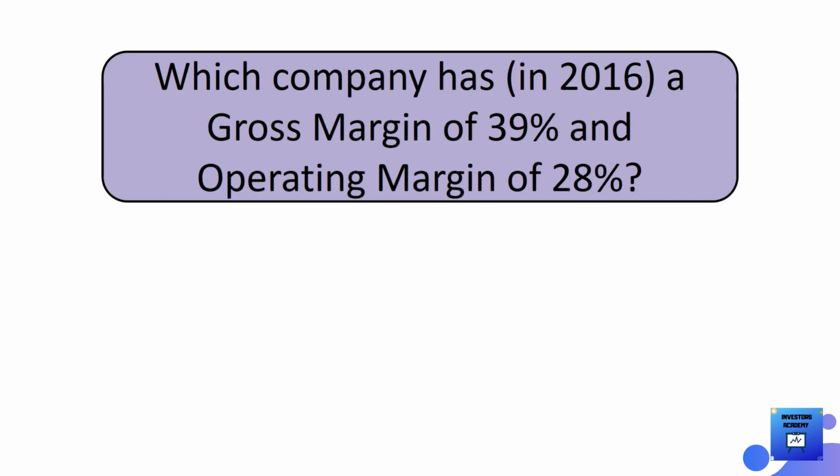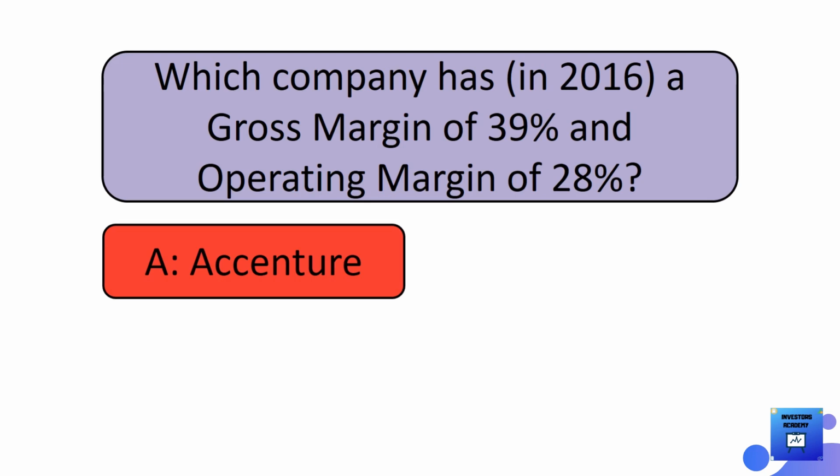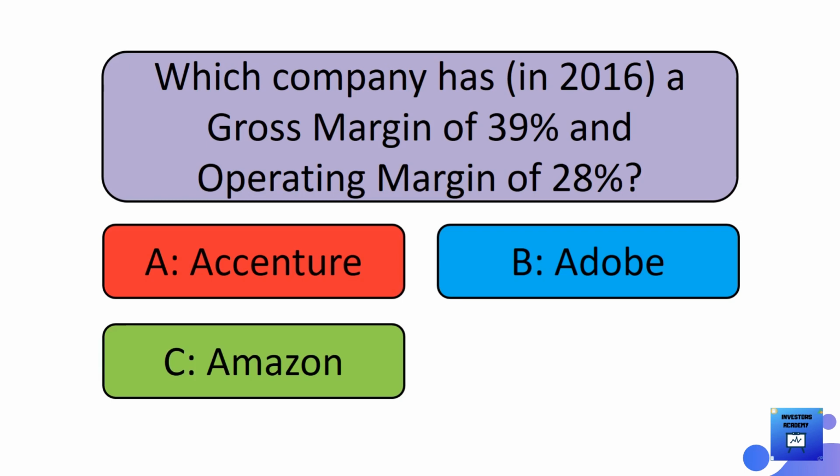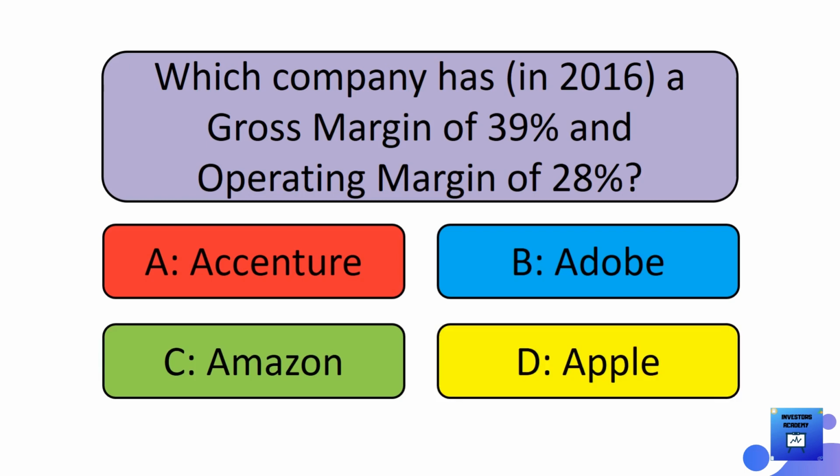Is it A. Accenture, a leading global professional services company providing a range of strategy, consulting, digital, technology and operation services and solutions? B. Adobe, a multinational computer software company? C. Amazon, an electronic commerce and cloud computing company? D. Apple, a multinational technology company that designs, develops and sells consumer electronics, computer software and online services.